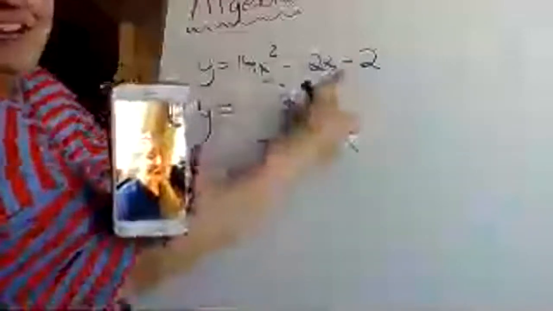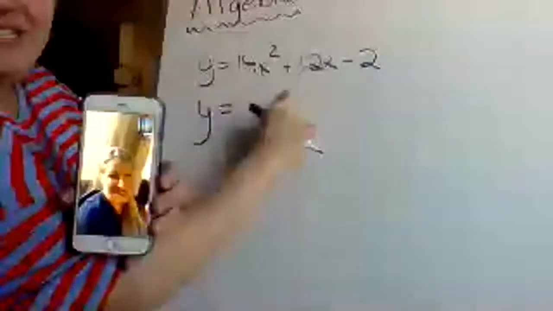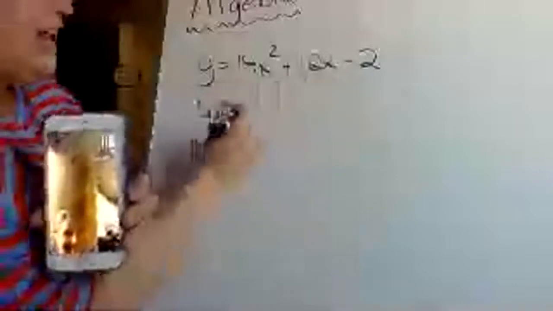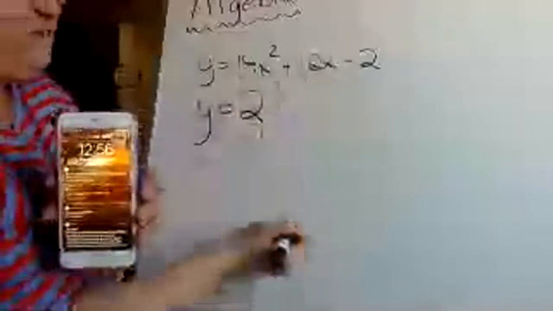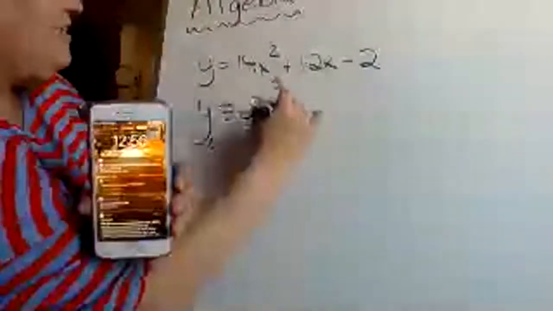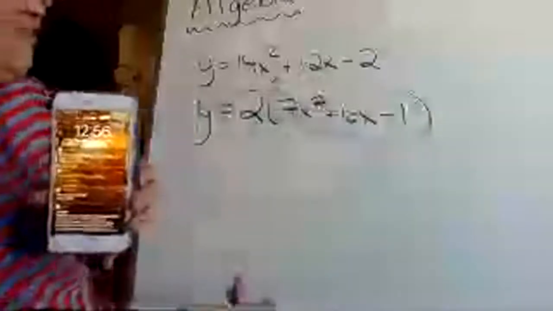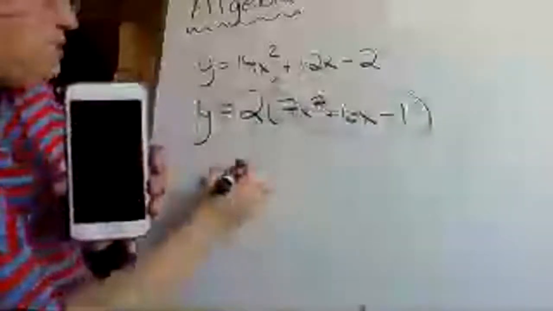Okay, so this problem right here, the reason I picked this one is because you have to take out the greatest common factor. This time it's not negative, it's actually 2 that you need to take out. And so it's 7x squared plus 6x minus 1. Now the rest of the problem is actually simple.